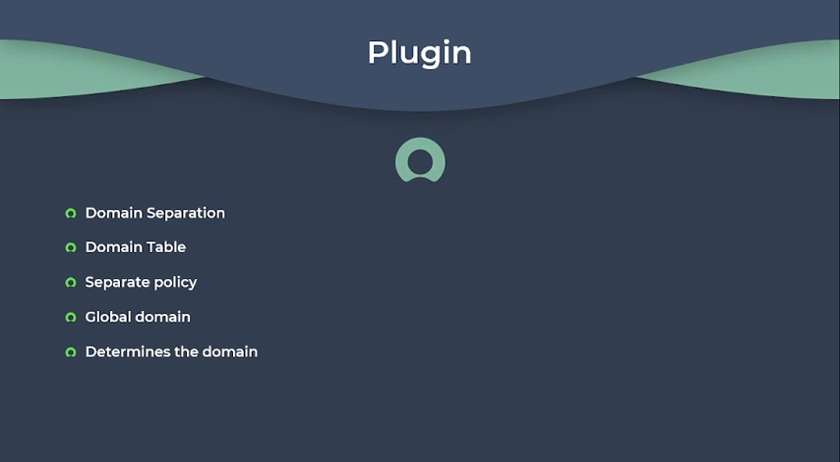Then delegated admin lets each domain have separate policy. All records are part of global domain. The current user domain determines the domain to use when viewing or operating on a record in a different domain. So these are the different features enabled when we activate the domain separation plugin.